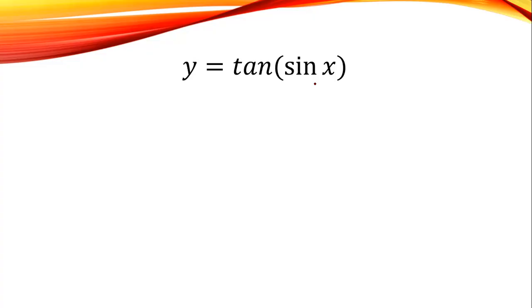So what does this mean? The sine x is like the angle. For example, it is like this: tangent x. But instead of x that we placed, sin x is what is written. So this sin x is like the x. So this is simply tan x.